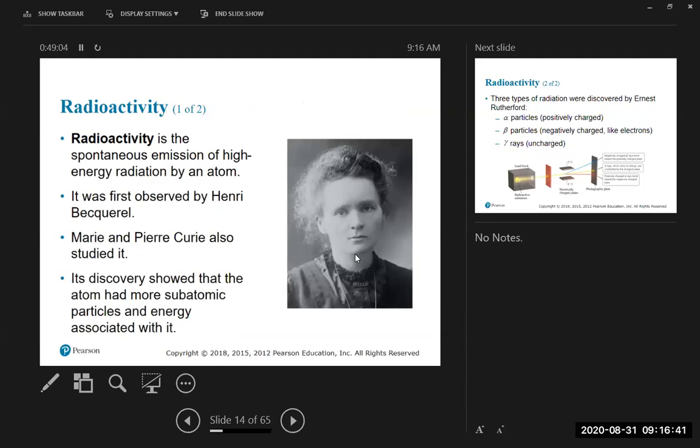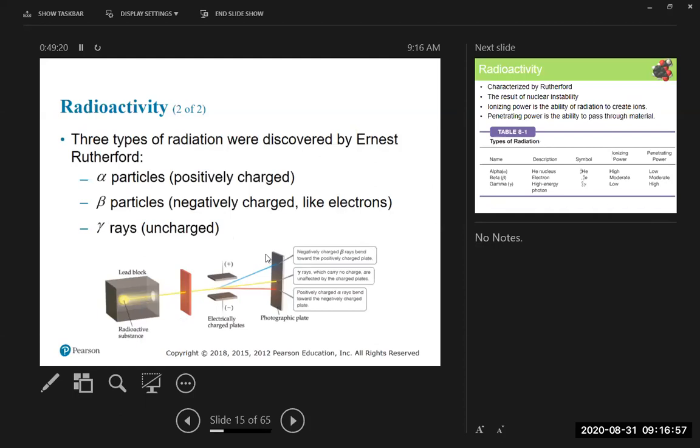But what this whole radioactivity stuff did was it showed that atoms had more subatomic particles and energy associated with it. So we've talked about the electron a little bit. Let's talk about what came out of the radioactivity work. There's a guy named Rutherford who did some work, and he found 3 types of radiation associated with this. One are alpha particles, which are positively charged, beta particles, which are negatively charged, kind of like electrons, and then finally gamma rays, which are uncharged.